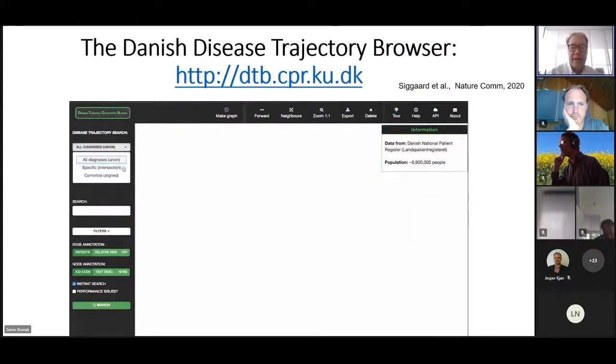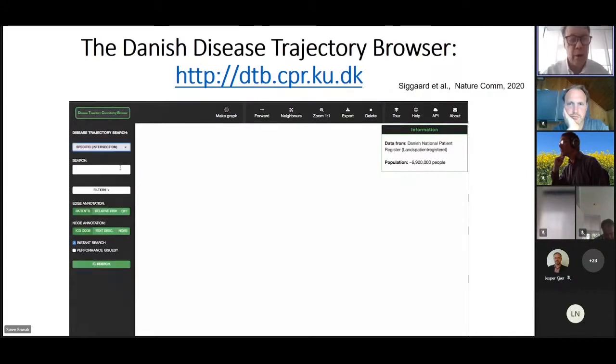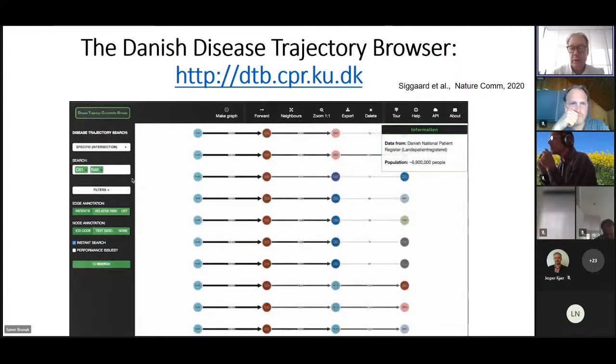I'll just skip this one. But I would like to point at a paper we published last year that releases a disease trajectory browser where you can interrogate the ICD-10 period data, so data from 7.2 million people.